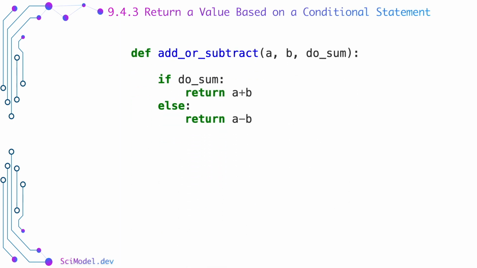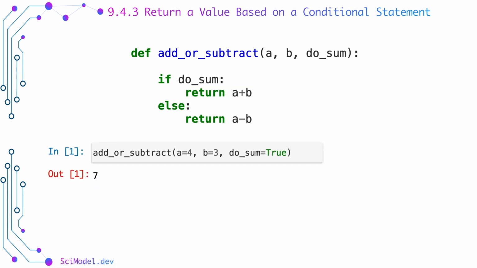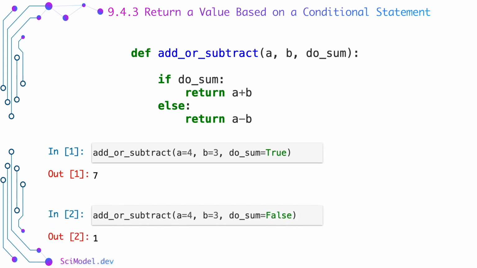Another option to return a value from a function is by using conditional statements such as if-else statements. In this code example, we have a function that adds or subtracts 2 numbers a and b based on input Boolean argument variable called doSum. The doSum variable can be set to true to perform summation, or false to perform subtraction. As you can see, when doSum is true, the function returns a plus b, but when doSum is false, the function returns a minus b.